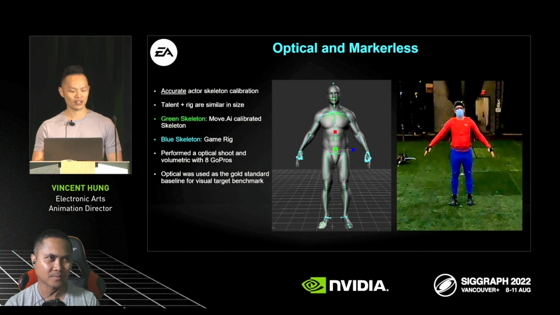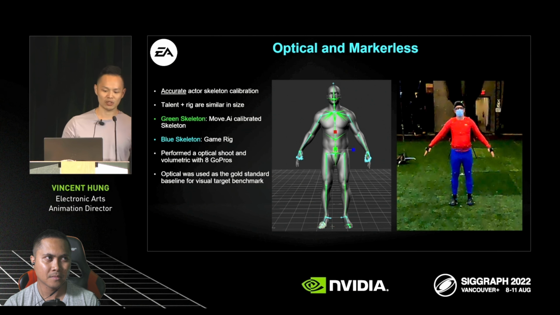And further to that, the talent that we chose and the game rig that we chose are almost exactly the same height. The shoulders, he's broad just like the rig. And so something that's really important in mocap and retargeting is to have a really, really precise talent calibration, how the skeleton is calibrated, because if it's really accurate to the talent, you're going to have a much easier time retargeting.